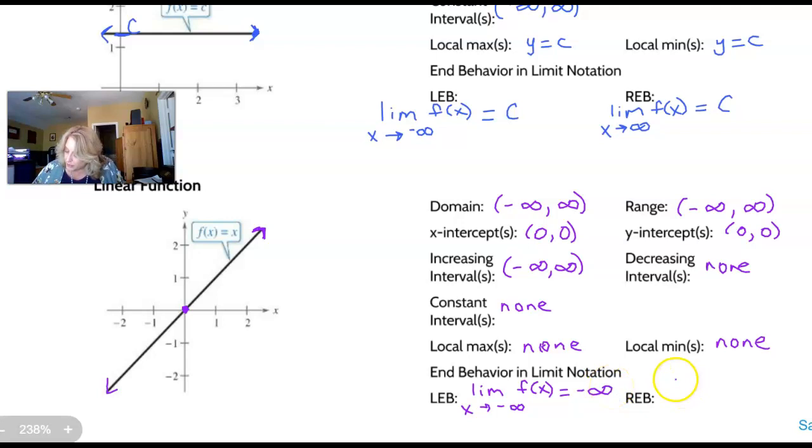And then for right-hand behavior, we would say the limit as x approaches. Well, what is x approaching? It's approaching infinity. So as x approaches infinity, what is y approaching? Well, it's also approaching infinity, isn't it? Okay, and so we would read this as the limit as x approaches infinity of this function equals infinity. All right? That's not too bad, right?